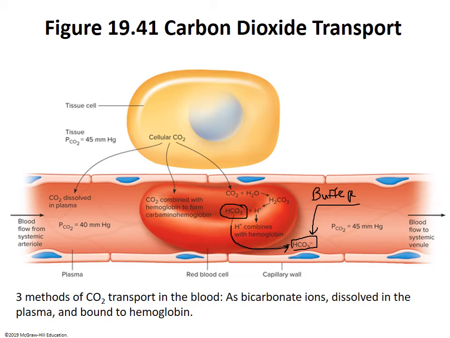But it's really amazing. I mean, when you think about what all goes on, and the complicated process of this and all the checks and balances to make sure it's going to function right, it is an amazing system that's there. All right, so those are the three methods of CO2 transport in the blood. Bicarbonate ions is the main one.